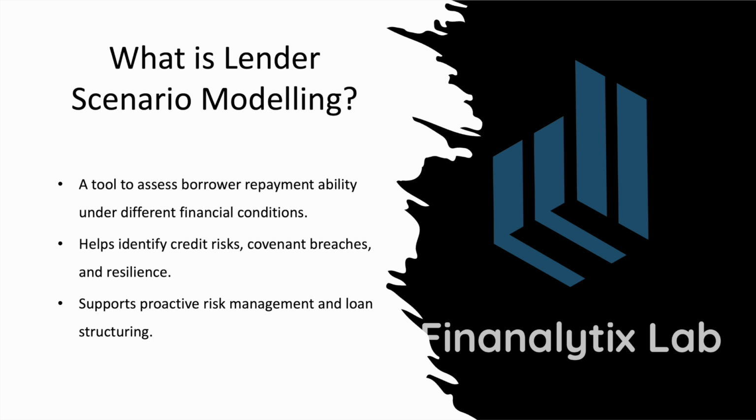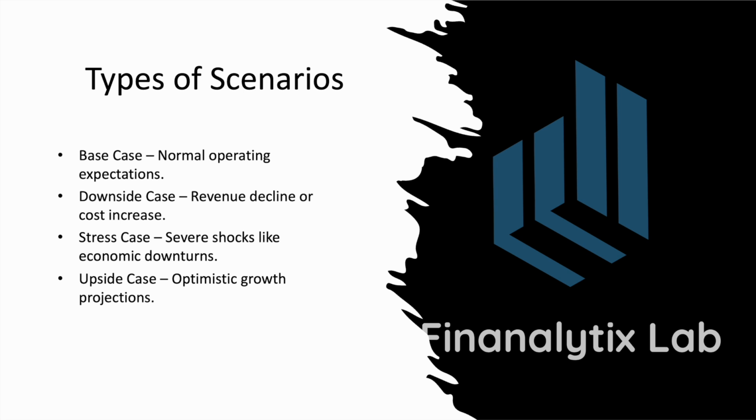The base case assumes 10% annual revenue growth. The downside case models only 2% growth with higher raw material costs. So the lenders find that while the base case meets all covenants, the downside case puts DSCR dangerously close to the default threshold, and this triggers a conversation about higher equity contribution or tighter monitoring.